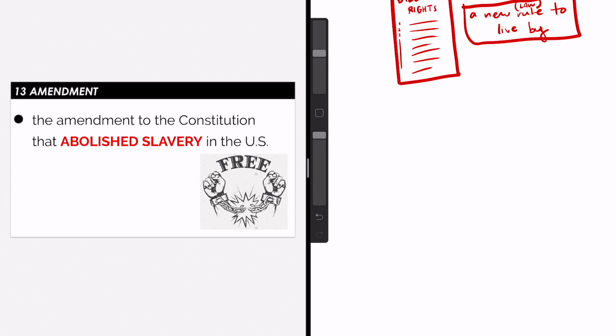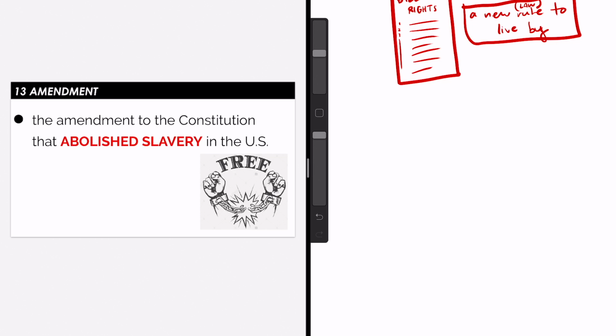And the First Amendment is the right to free speech. It's a rule that you live by to be able to speak whatever it is that's on your mind without fear of being arrested. So we have the first 10 in the Bill of Rights. We have the 11th and 12th Amendment before and during the Civil War. And now we're going to talk about the next three, the 13th, 14th, and 15th.